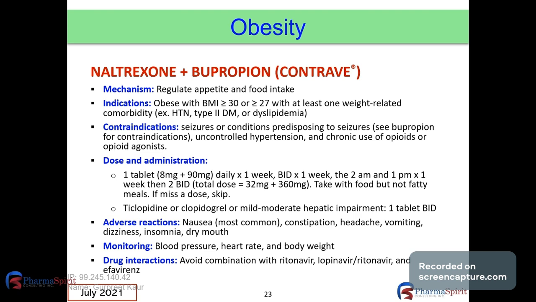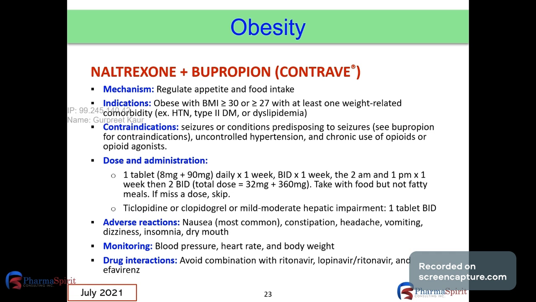The need to avoid fatty meals is not only because it can cause weight gain, but because it significantly increases the blood level of the two ingredients and increases the adverse reactions. So here, when we tell the patient not to have fatty food, we are not only concerned about weight, but also concerned about adverse reactions. Another important point to keep in mind is that if the patient misses a dose, the patient should skip the dose.